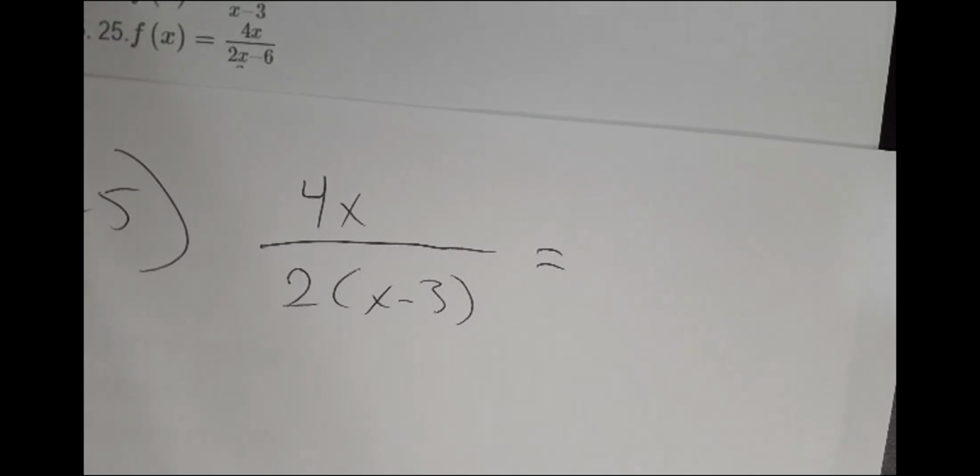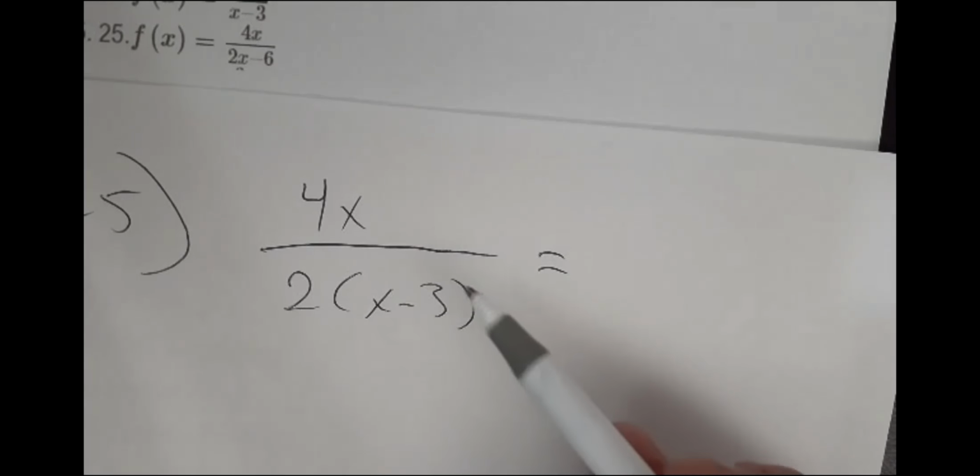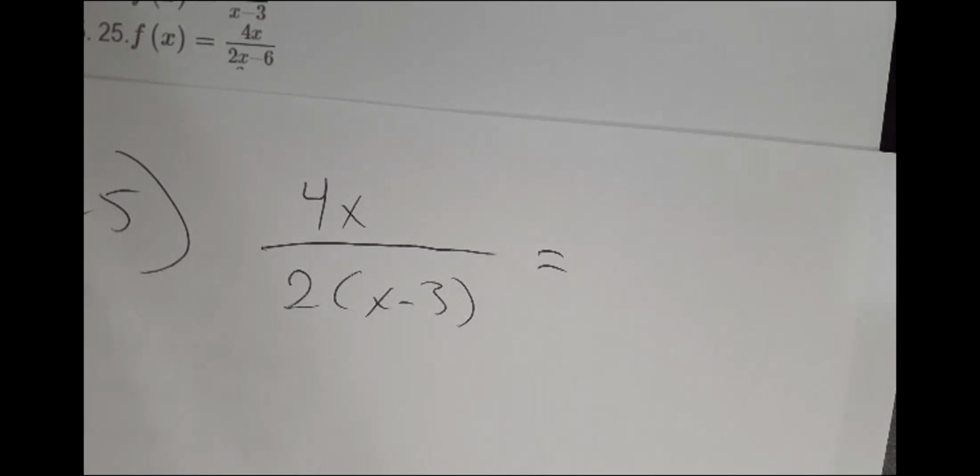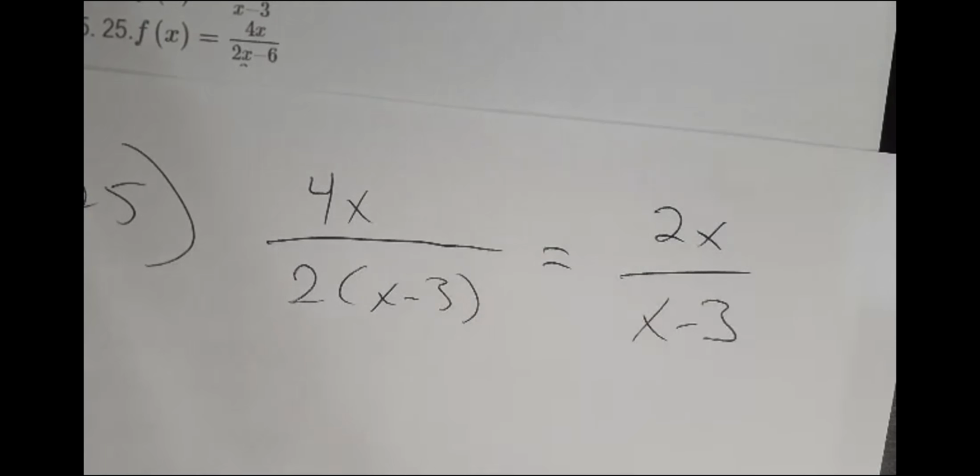If I wanted to, and I don't think you would need to here, if I'm being honest, you could probably still find the asymptote on this one without simplifying it, because 2 is never going to be 0. But I could simplify this a little bit. What simplifies here? The 2 and the 4, I can divide both of those by 2. If I do, this becomes 2x over x minus 3.